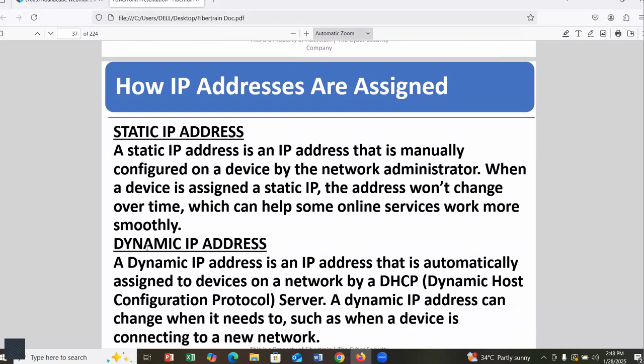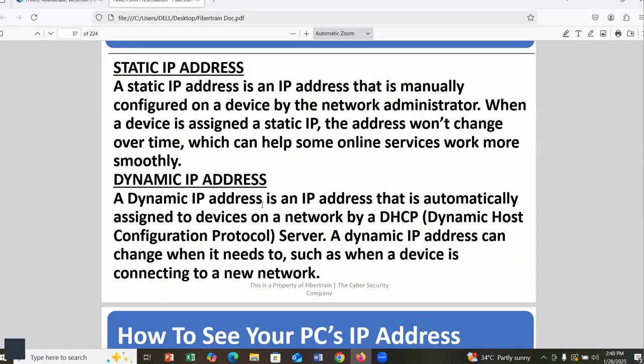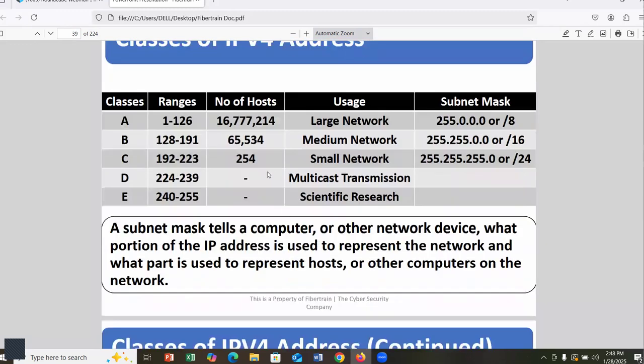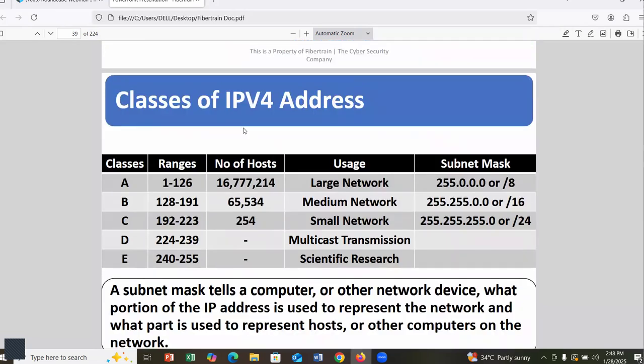So if you are using a static, what does that mean? A static IP address is an IP address that is manually configured, whereas a dynamic one is automatically configured by what we call the DHCP. We have talked about all these things in our previous class, and we talked about the classes of IPv4 addresses.